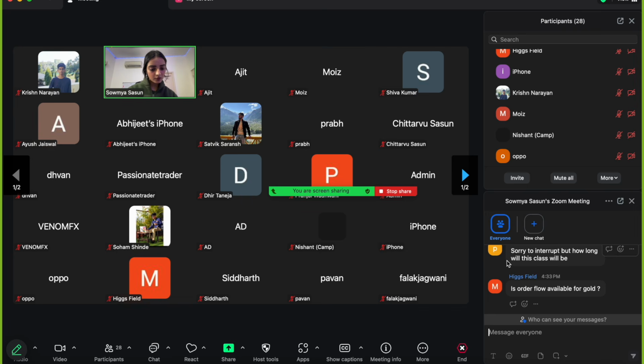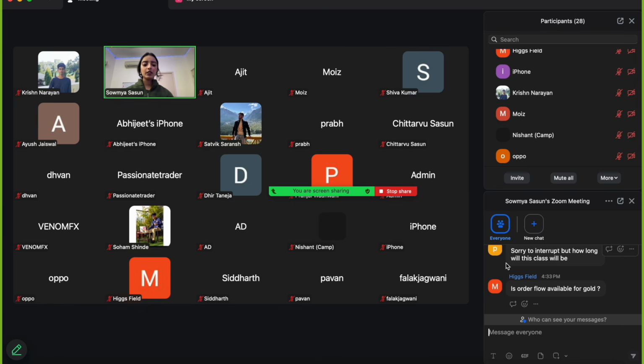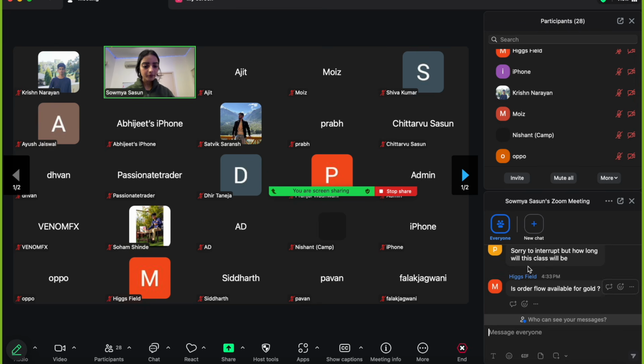Hicksfield says, is order flow available for gold? Yes, of course it's available for gold, it's available for NASDAQ, it's available for ES, it's available for natural gas, crude oil, water, pigs, pork, anything. You can trade anything using it. Okay, so that is supply and demand.